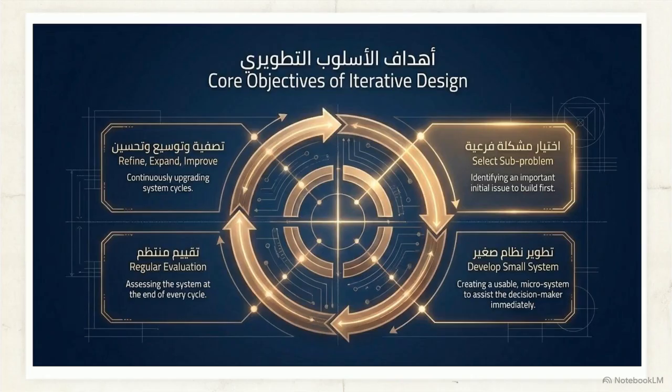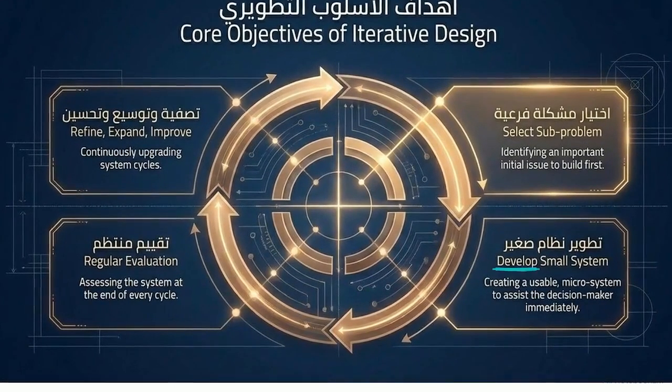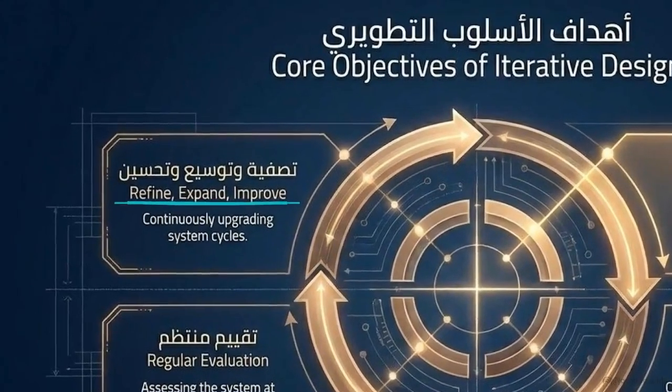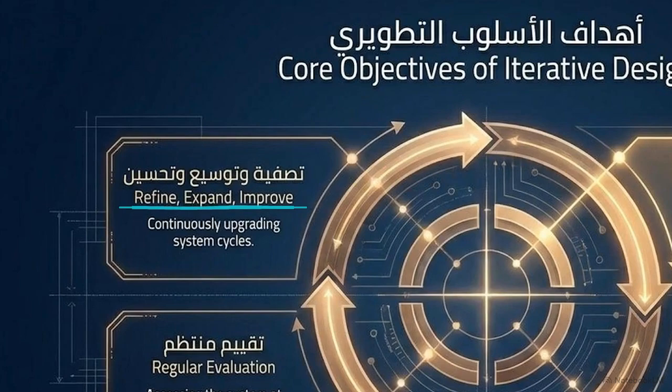This diagram breaks down the iterative cycle. First, abandon building everything at once to isolate a critical subproblem. Then, execute a rapid microcycle. Develop a small system, get immediate decision-maker evaluation, and based on real-world usage, constantly refine and expand its capabilities.